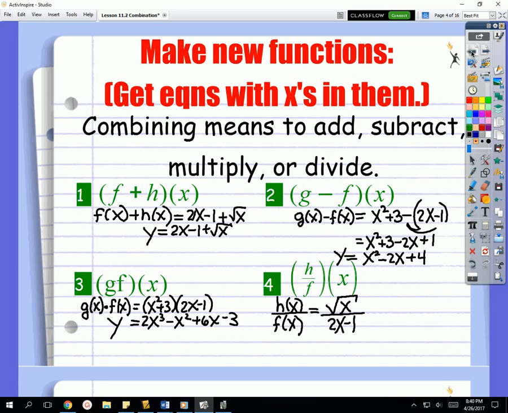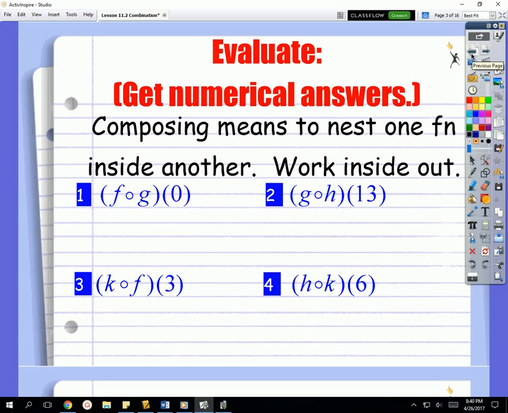Now I'm going to go back and pick up composing functions. So I'm going to do the right-hand column on your paper. Now, this is not my favorite notation, but I'm showing you because it could turn up on the EOC. So when you see the F circle G, since it's an open circle, it's not a times sign. This means F of G of 0. So it causes you to insert one function inside the other. And then you work your way inside out.